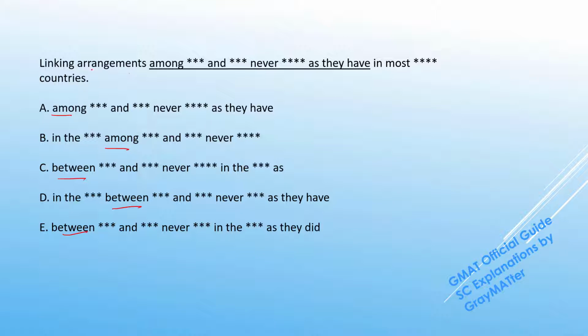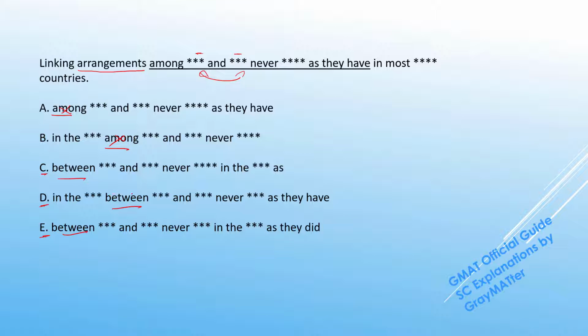So if we go by the logic of the question, it says linking arrangements. So the arrangements are among the schools and the workplace, or between. Since there are two entities involved, among should not be used. It should be C, D, or E.